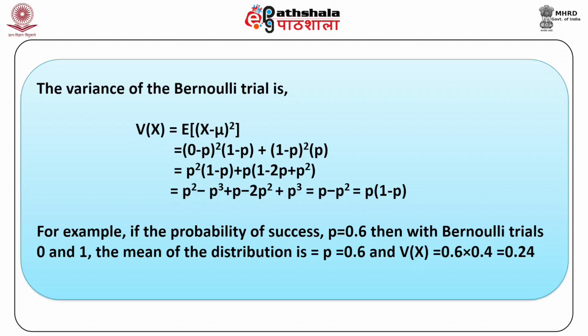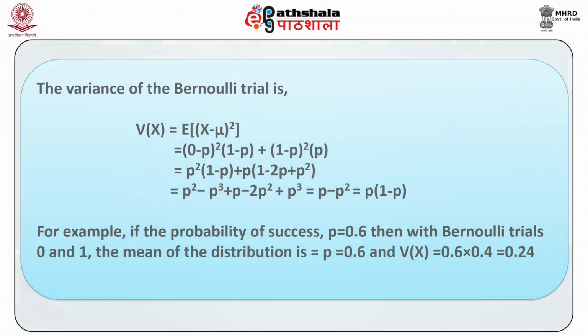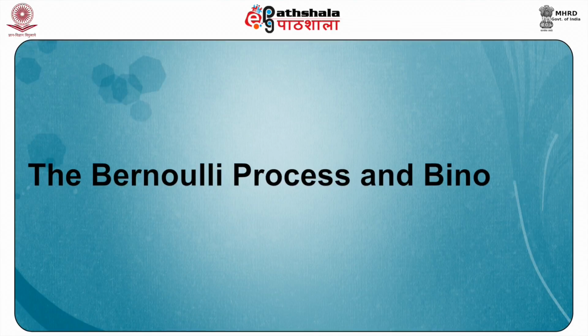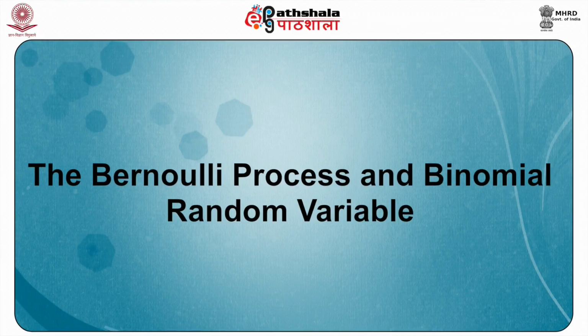So this means, for example, if the probability of success p is equal to 0.6, then with a Bernoulli trial, the mean of the distribution is equal to p, which is 0.6, and the variance is equal to 0.6 into 0.4, which is therefore 0.24. Let us understand the Bernoulli process and the binomial random variable.